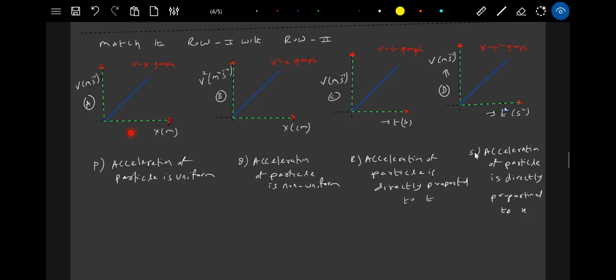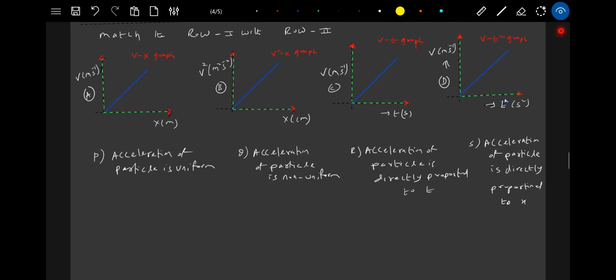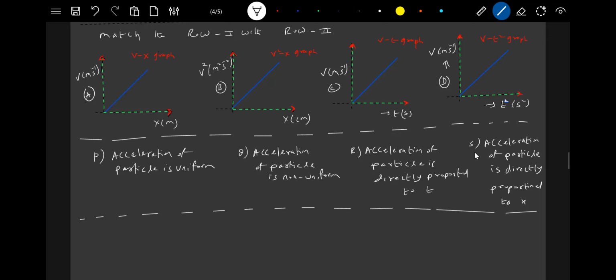Okay, this is the Vx graph. The Vx graph is a straight line. Then it's asking what can be the acceleration. Is it uniform or non-uniform, or proportional to t, or proportional to x? The screen is very small. I can't accommodate it vertically, so therefore I'm calling this row 1, row 2.